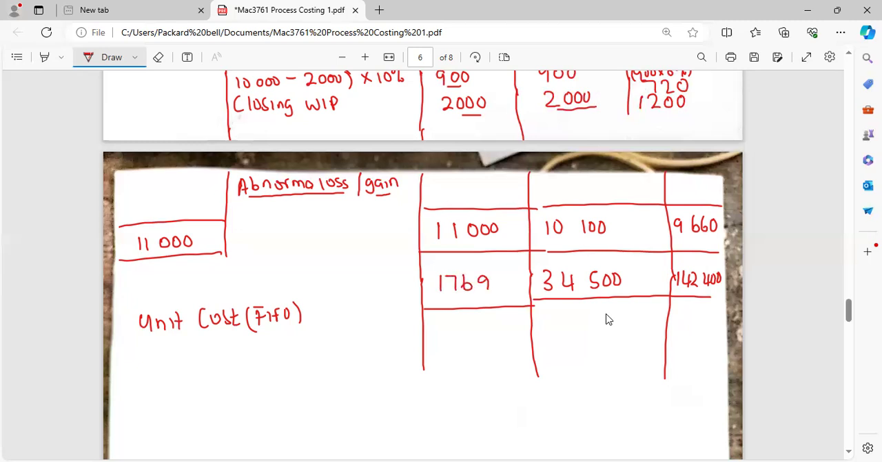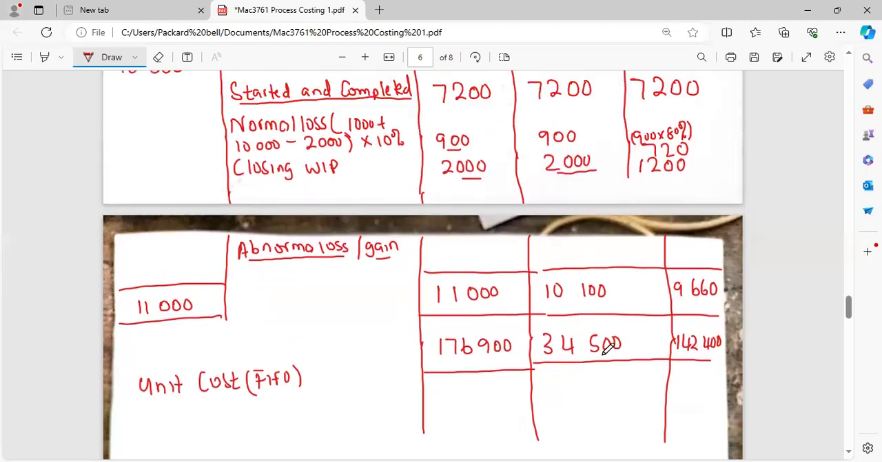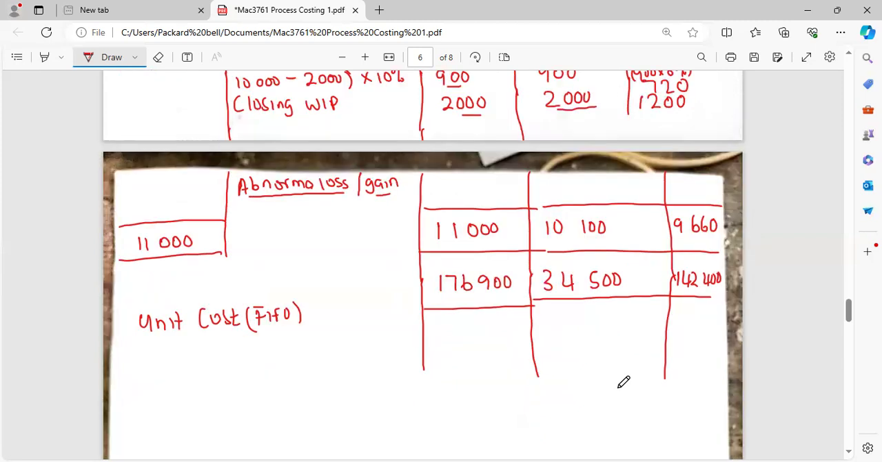Right, when we have this 176,900, the most important thing here is you need to calculate this too, because sometimes you may find that... So what is going to be the cost of material? Which means we divide 10,100 into 34,500. That's the cost per unit in terms of material.